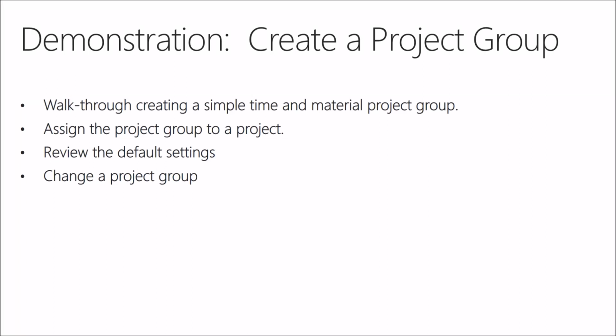Okay, so what we'll do is we'll go in and create a project group. We'll walk through creating a simple time and material project group, and just to reiterate, a simple time and material project group would be just posting the P&L. Then we'll assign the project group to a project, and we'll review some of the default settings, and then we'll go ahead and show you how you can adjust a project group after the fact.